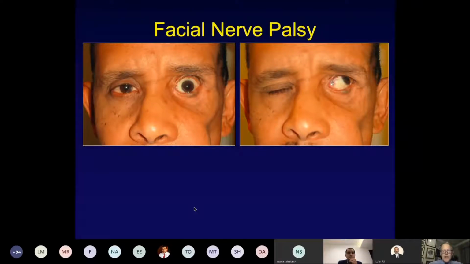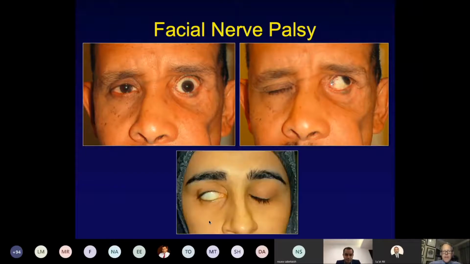Now, this is a particularly bad case. The worst cases tend to be iatrogenic after surgery, for acoustic neuroma, for example. Bell's palsy tends to get better, and if it doesn't, you have to ask the question, is that the diagnosis? But here's another patient, and I'm showing you this because you would imagine that every patient with severe lid retraction will always have corneal exposure.